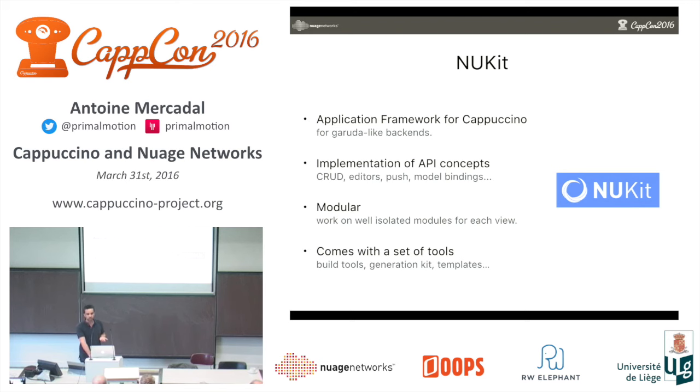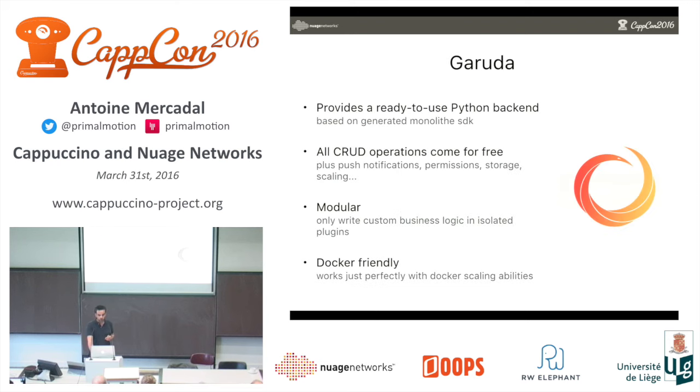We could have done something very specific to that application, but we went another way because we already had a lot of tools that can generate a lot of things. So we worked on what we call Garuda, which is a Python backend. And this is pretty cool because with almost no code, when you get the specification, you generate an SDK out of it, you load that into Garuda, and you get all the CRUD operations, the push notification, the permission, the storage, the Docker-friendly scaling, and everything you can imagine for free without a single line of code.